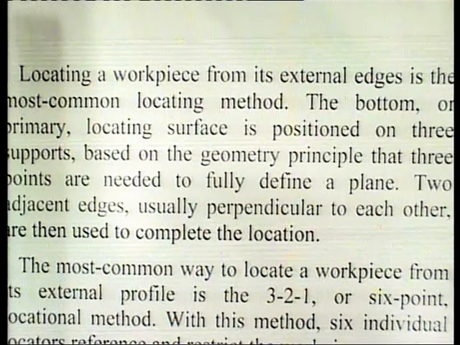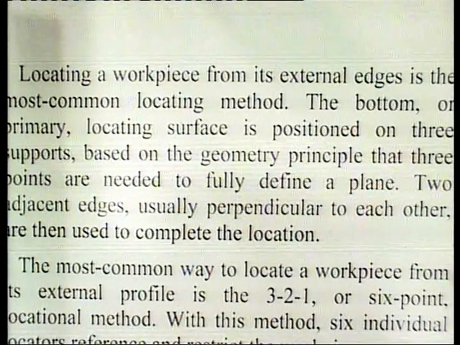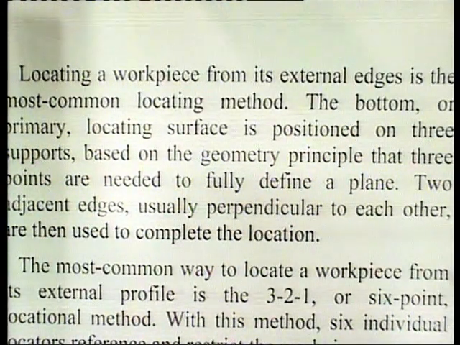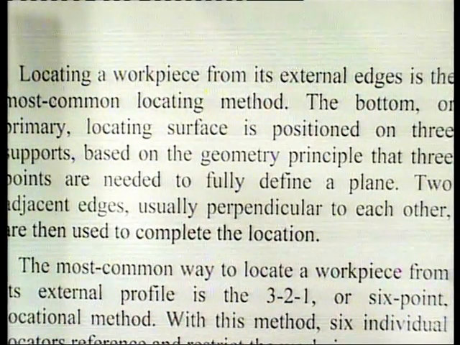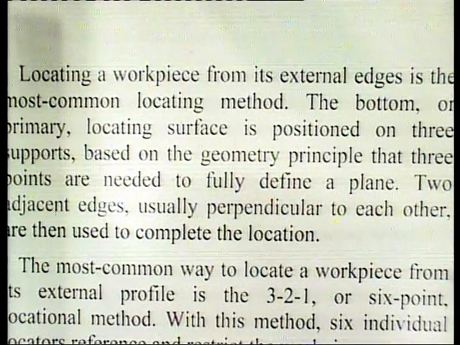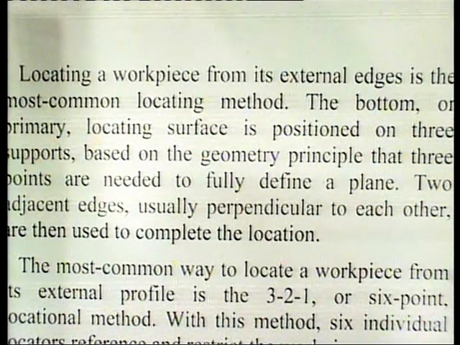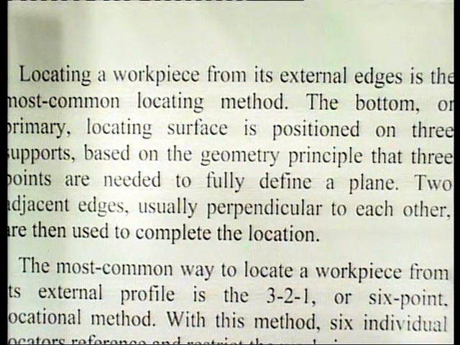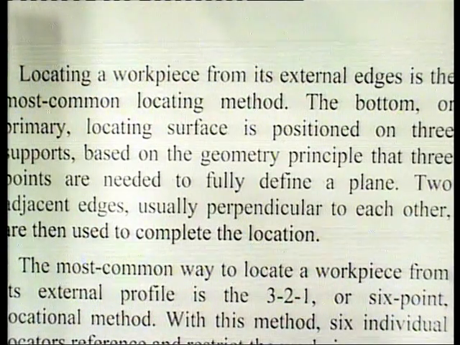So, locating a workpiece from its external edge is the most common locating method. The bottom or primary locating surface is positioned on three supports, based on the geometry principle that 3 points are needed to fully define a plane. Two adjacent edges, usually perpendicular to each other, are then used to complete the location.